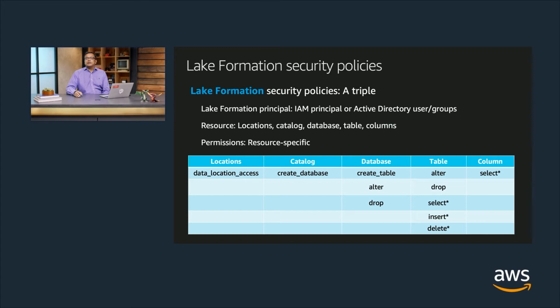The asterisks here mean that those are also data access permissions. It means that if you have these permissions, Lake Formation may also vend temporary credentials to those tables or columns based on if the location is registered or not.